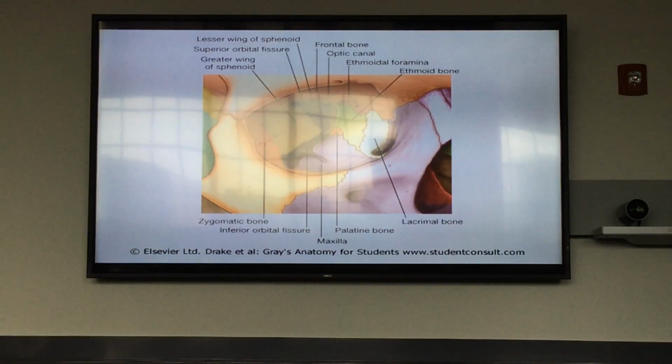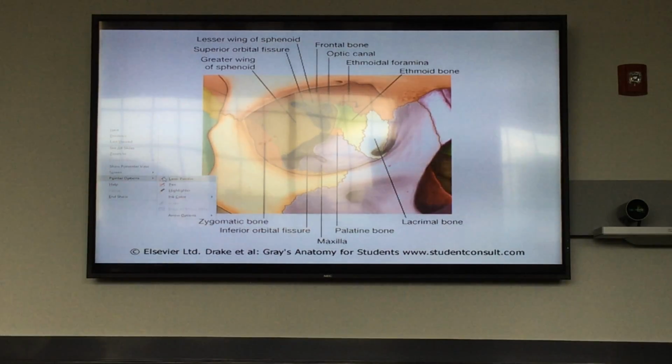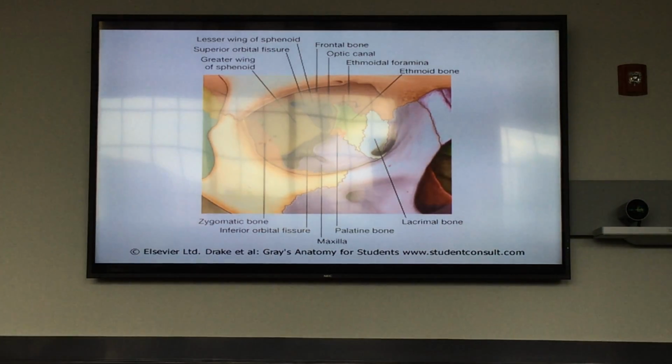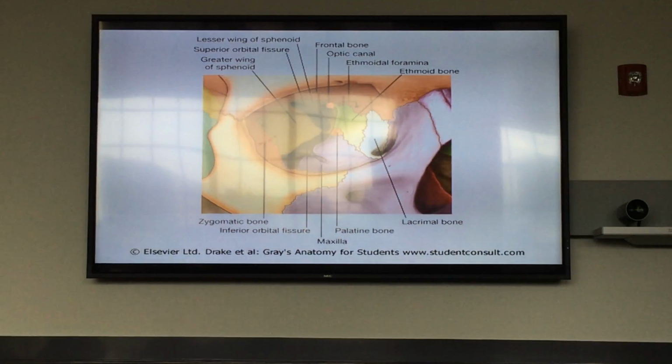You also have what we call here, let me get my little pointer here. There we go. You've also got this little hole here that we're going to call the optic canal. And the only thing that's going to pass through the optic canal is the second cranial nerve, known as the optic nerve. And that optic nerve is simply a collection of axons.